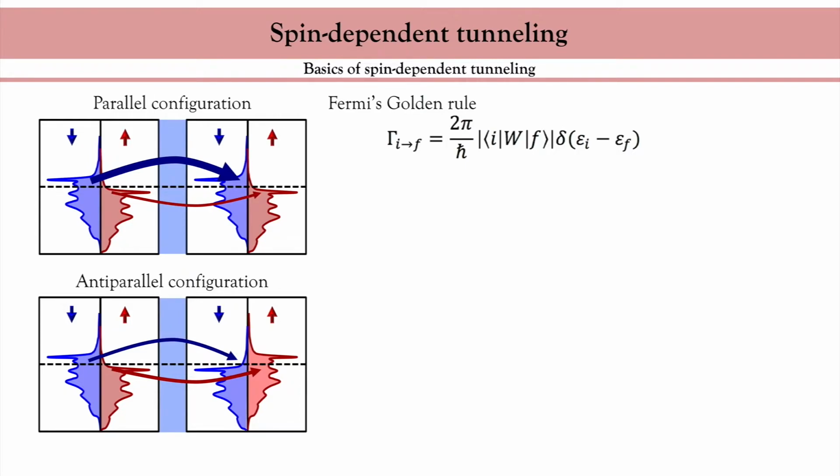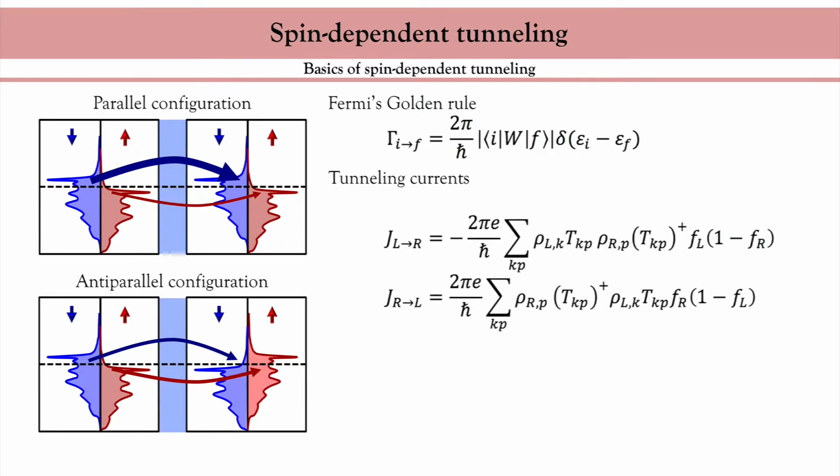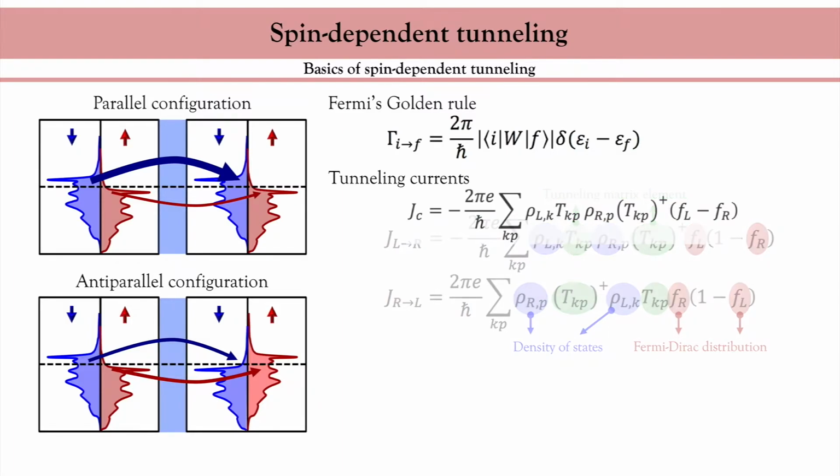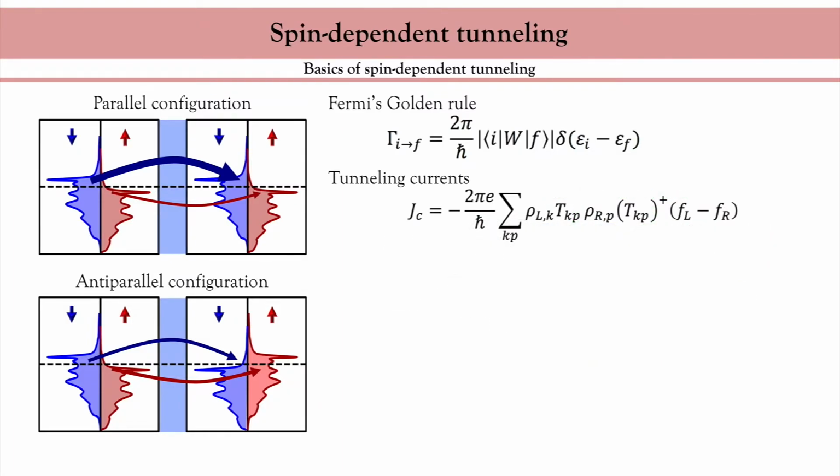From this rule, I can get the tunneling currents from the left to the right and from the right to the left. Here, I have the density of states of left and right electrodes, the tunneling matrix elements, and finally the Fermi-Dirac distribution that tells you that you can only jump from one state to another if your original state is occupied and your final state is free. Combining these two currents, I obtain the total current that tunnels through the junction.